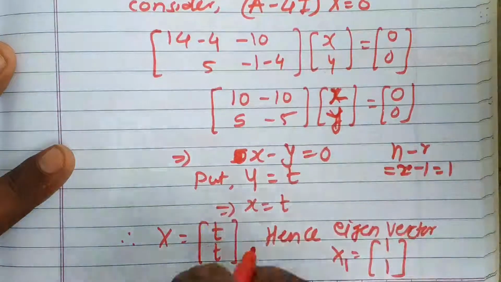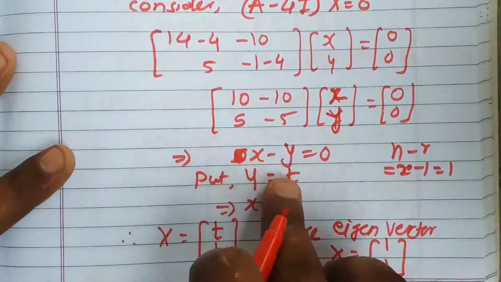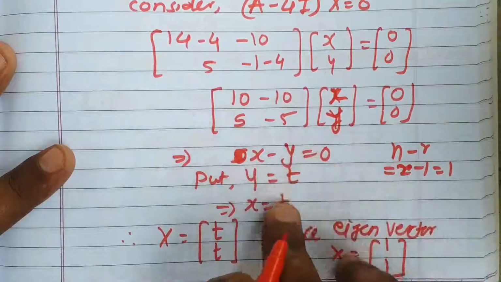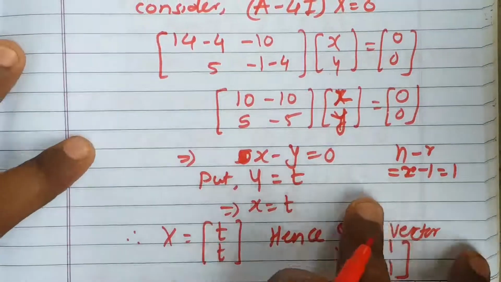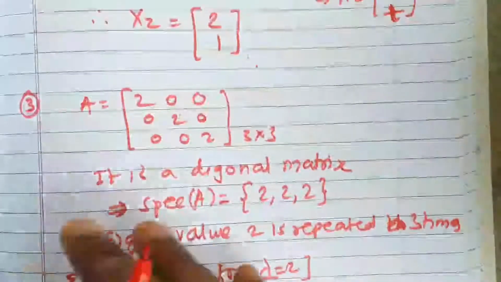So one free variable out of 2. You can put x equal to t also, it doesn't matter, but usually we select the last variable as the free variable. Okay, so that will give us the first vector, 1 1. Now let us do the calculation for the second vector.